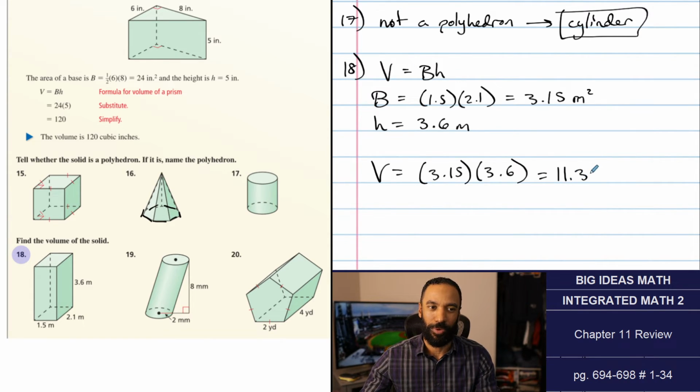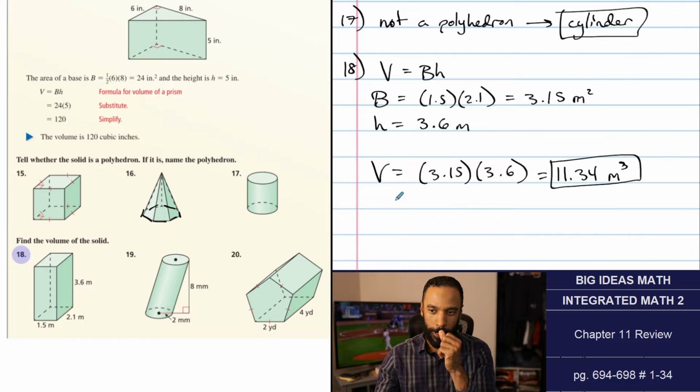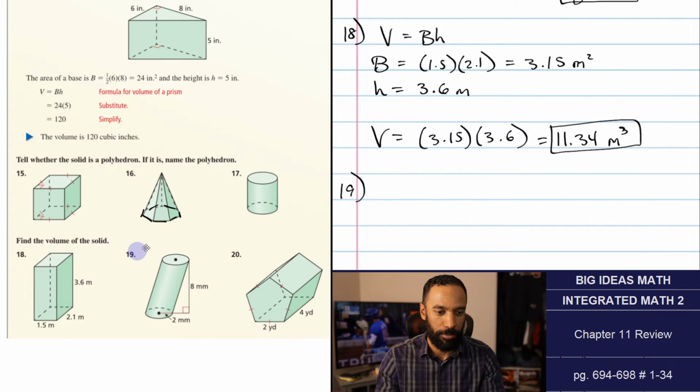So 11.34. This is exact. It's 11.34 cubic meters. These are cubic units: square units times single one-dimensional units. All right. Yeah, I'm sure you guys don't care about me trying to calculate stuff in my head.